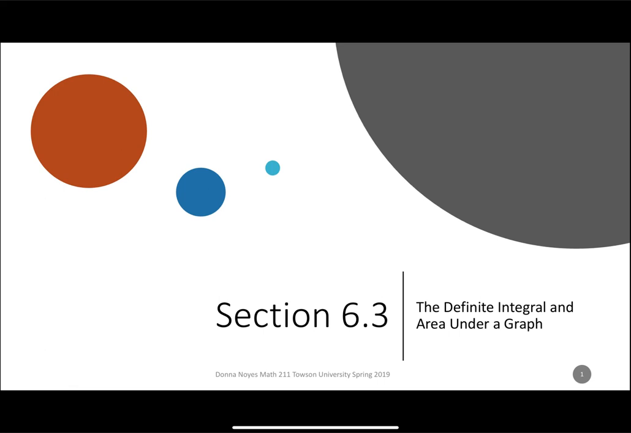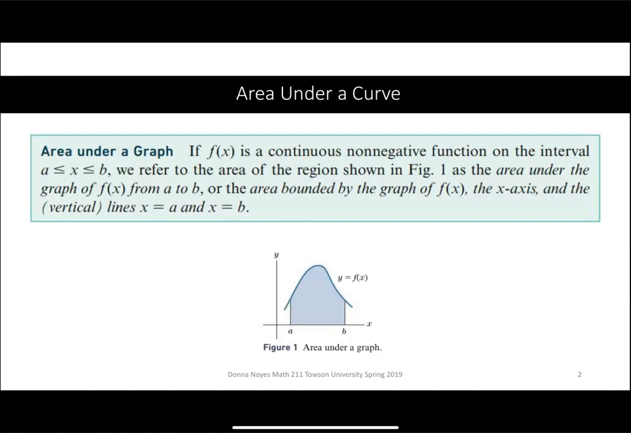The next section we're going to cover is section 6.3, the definite integral and area under a graph. If f of x is a continuous, non-negative function on the interval from a to b, we refer to the area of the region shown in the figure as the area under the graph, often referred to as the area under a curve from a to b, or the area bounded by the graph of f of x, the x-axis, and the vertical lines x equals a and x equals b.